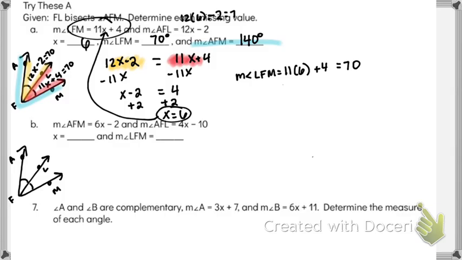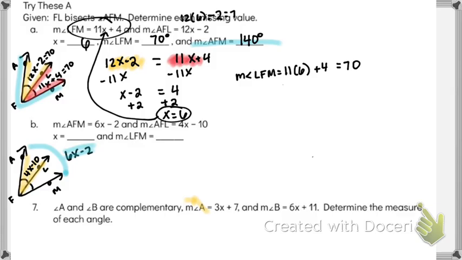AFM, so the whole thing is 6x minus 2. And you can color code your things as you go if it'll make it easier. AFL is this piece right here. And again, my top piece is always yellow, so I'm going to label it yellow. And that is 4x minus 10.